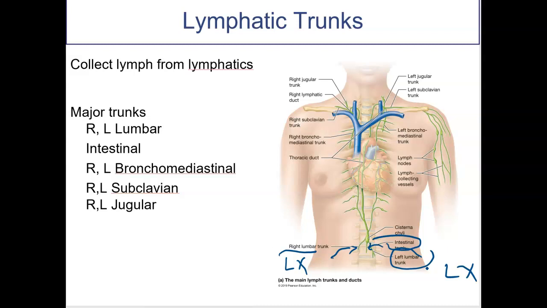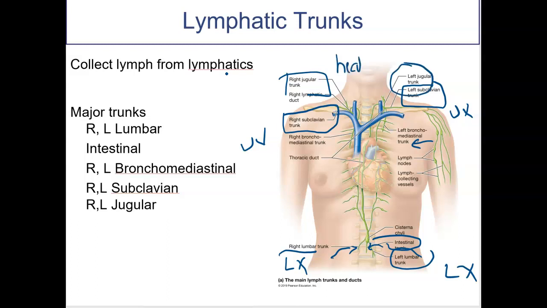Now, if we look at the superior end of the body, and we look up here, we have three other ones. So we have a bronchomediastinal. So bronchomediastinal tells you it's picking it up from the lungs and chest. Okay, so notice we have a right and a left. We have a subclavian. We have a right and a left subclavian trunk. So these are picking up lymph from my upper extremity. So that will all drain into either my right or my left. And then the jugular trunks are going to pick up lymph from my head and neck.